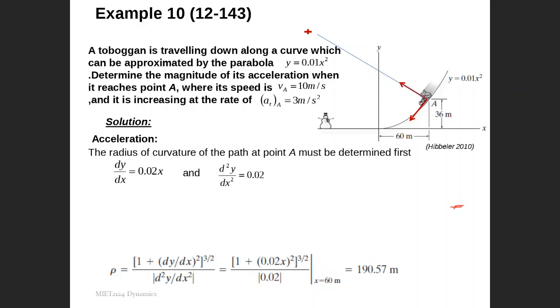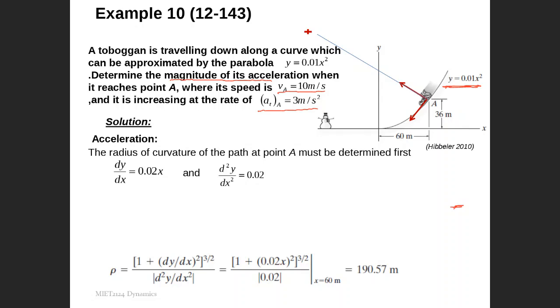This is the equation of the path, and we know that at point A, velocity is equal to 10 meters per second, and tangential acceleration is equal to 3 meters per second squared. We have to find the magnitude of acceleration at this point. Total acceleration.